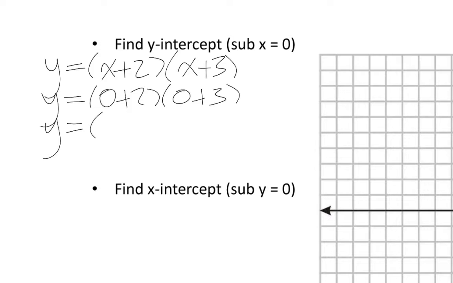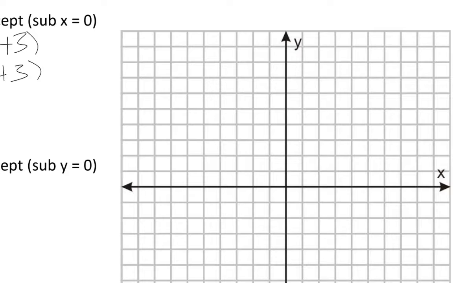Now, you know anything plus 0 stays the same, so 0 plus 2 is 2, 0 plus 3 is 3, and all you need to do now is multiply these two numbers. 2 times 3 is 6. So I'm going to draw in my y-intercept, and it's going to be at positive 6.